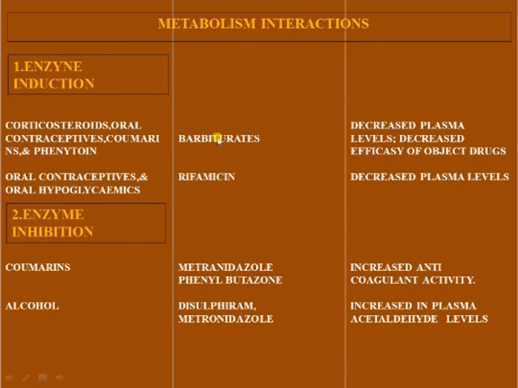Then we have barbiturates, which also increase metabolism of so many drugs and can decrease plasma levels of these drugs. You need to increase the dose of these drugs if you're giving them with barbiturates. Now there's nothing with oral hypoglycemics, so that's wrong, sorry for that.